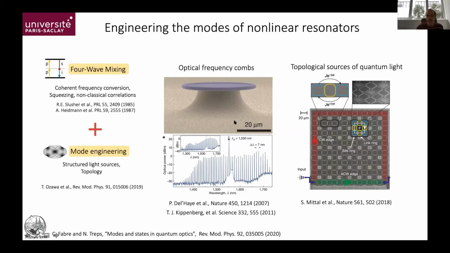Two examples are, for instance, the idea of using ring resonators where the optical modes are equally spaced in energy, thus allowing to cascade wave mixing processes and then generating optical frequency combs which span an octave in wavelength and have very important implications in metrology. Or, as we saw yesterday, for instance, by leveraging the topological protection of topological edge modes, we can fabricate robust and integrated sources of quantum light.